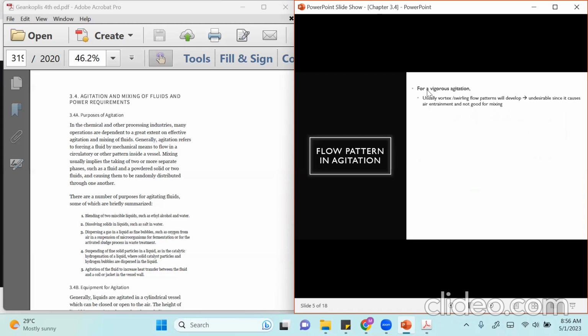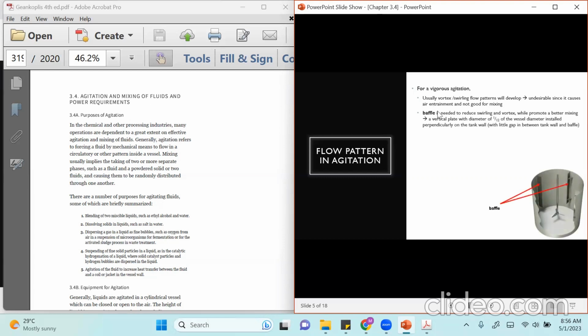Now, for a very vigorous agitation, usually vortex or swirling flow patterns will develop. Ya, akan terbentuk pusaran-pusaran, or vortex. Now, this vortex is actually undesirable, since it causes air entrainment and is not good for mixing. It will reduce the mass transfer. So usually in the tank, we will put a baffle. If you see here, the baffle is these two plates placed vertically. The baffle is needed to reduce the swirling and vortex, while promoting a better mixing.